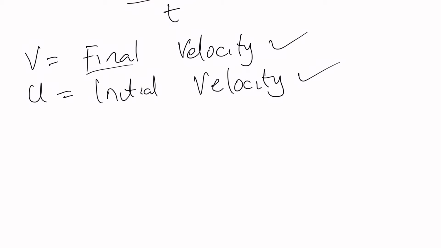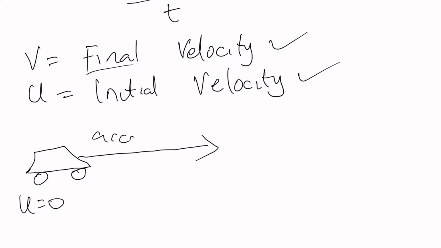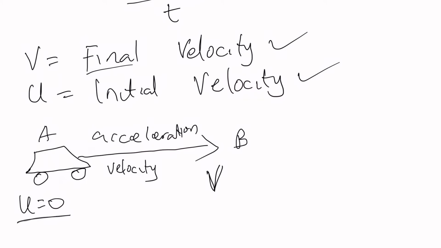Let's imagine a car wants to move a distance. Presently the car is at rest, so the initial velocity will be 0, because the car isn't moving. But immediately the car starts moving, it has an acceleration and it has a velocity. The velocity at which the car moves from A to B will be called the final velocity. Hope I'm clear. So initial velocity is just the velocity before movement, and the final velocity is the velocity after movement. It's as simple as that.